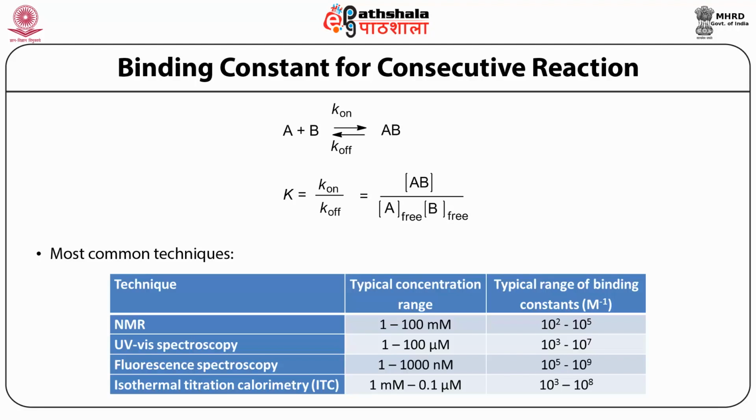However, UV-Vis and fluorescence spectroscopy can determine very high binding constants, and they are very sensitive, so you may not require much sample. Your sample can be in between micromolar to nanomolar range. There is a completely different technique, isothermal titration calorimetry, or ITC as commonly known, which takes a concentration between 1 millimolar to 1 micromolar, and it can give an intermediate range of binding constant.